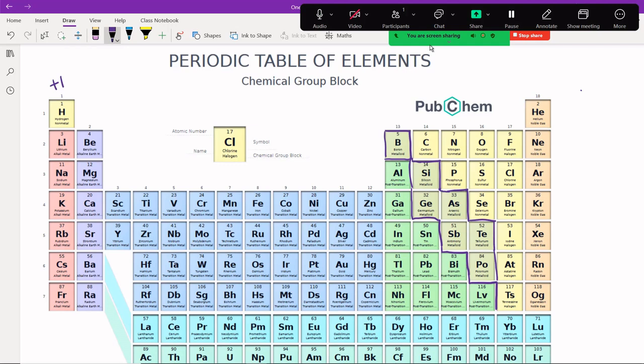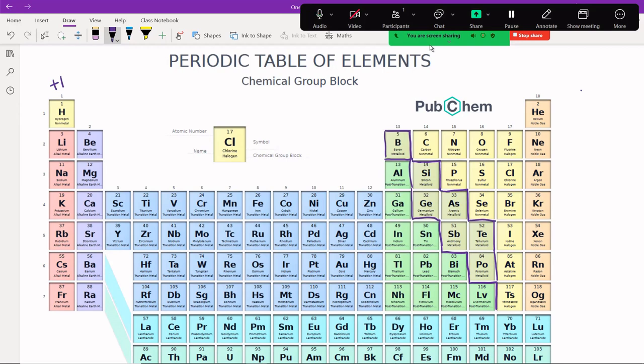Now, you might have noticed that hydrogen is not actually a metal. It is a non-metal. It is our only positive non-metal, and it has a +1 charge, located once again in this first column. Everything below hydrogen are known as the alkali metals. And once again, these have a +1 charge.